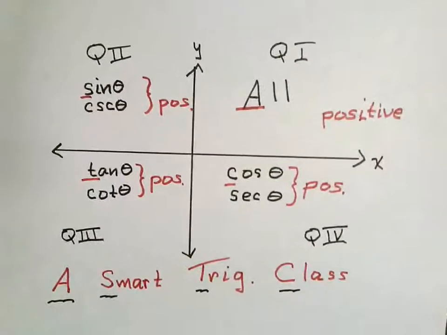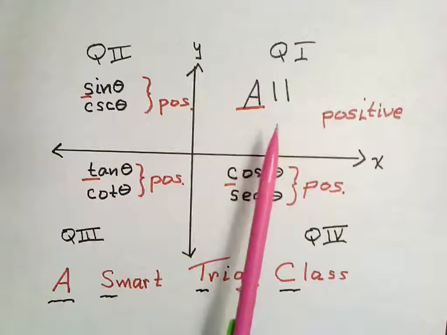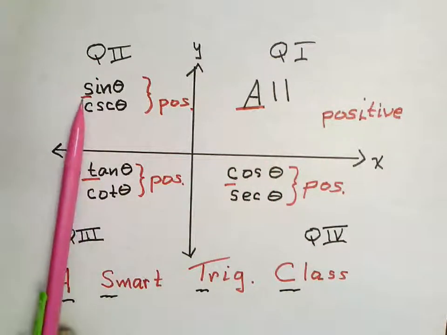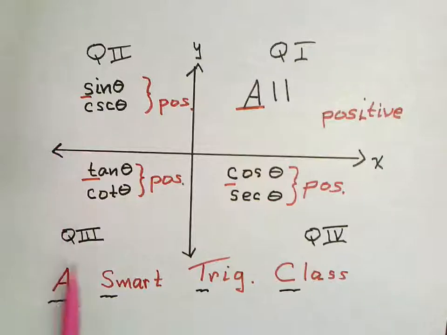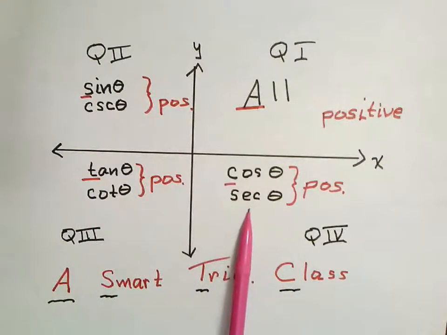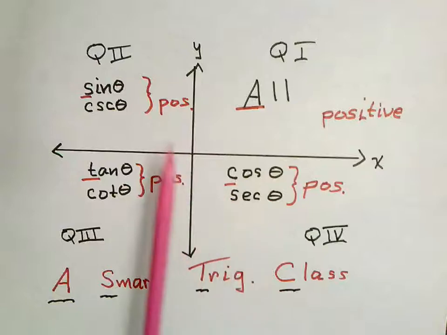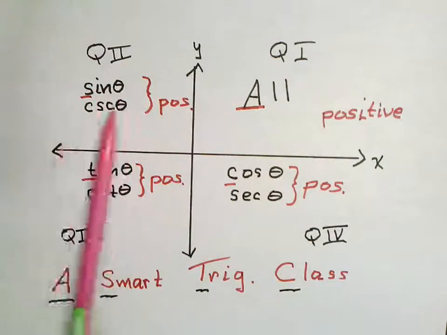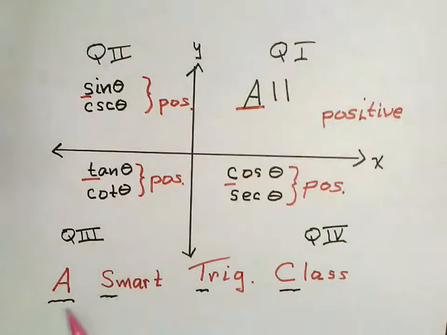Also, we need to go back and review that in quadrant 1, all of the trig functions are positive. In quadrant 2, only sine and its reciprocal are positive. In quadrant 3, only tangent and its cotangent are positive. In quadrant 4, only cosine and its reciprocal secant are positive. Remember, if these are the only 2 trig functions in the second quadrant that are positive, then the other 4 are negative. And this corresponds to what?